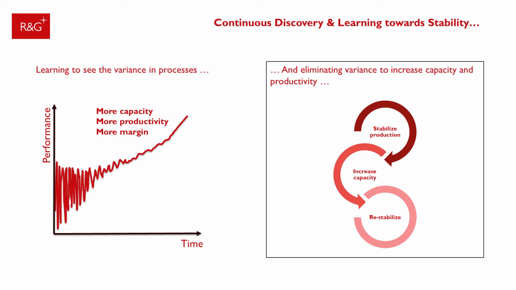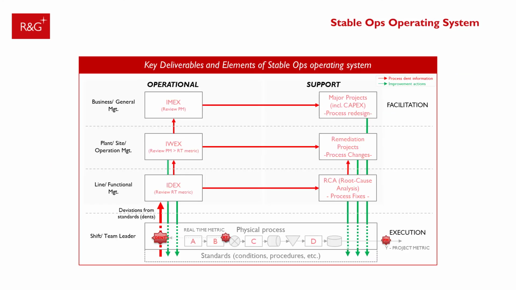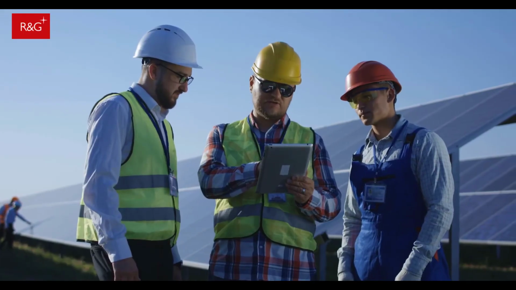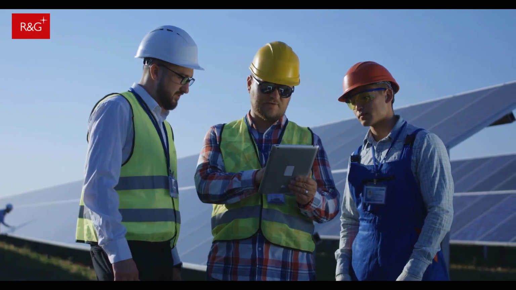In the last step, we perform an audit of the StableOps system to check for any deviations from the new standards. After the StableOps project, we stay involved with StableOps audits and maturity assessments and interventions for remote support from R&G.